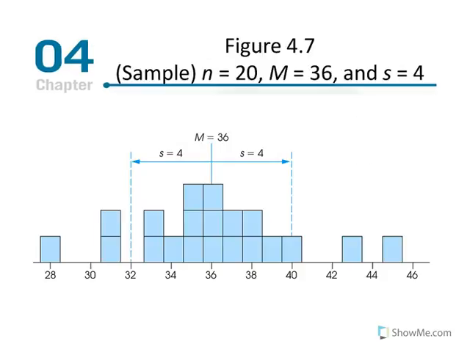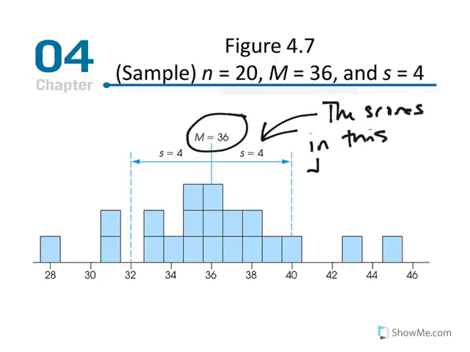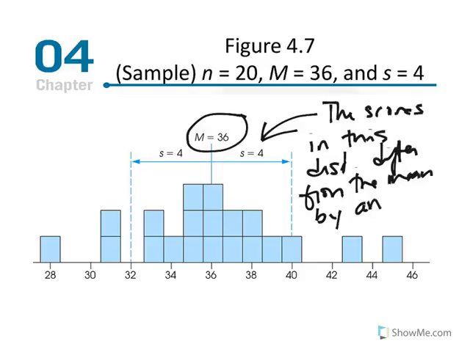So for example, here we have figure 4.7. The sample size is equal to 20 individuals. The average of this particular sample is equal to 36, and the standard deviation is equal to 4. So we've identified the center of the distribution using the mean of the sample, and then s is equal to 4. What that conveys is that the scores in this distribution differ from the mean by an average of 4 points.